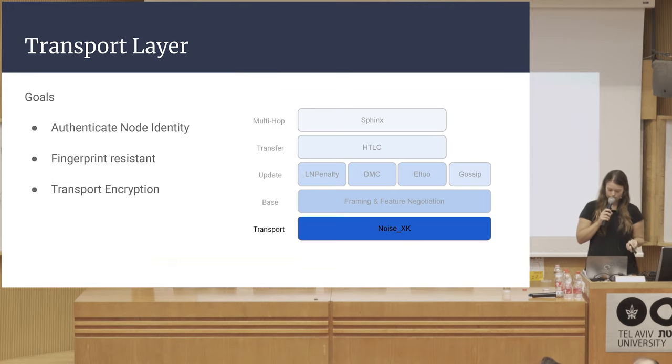Right, so jumping into the transport layer, right at the bottom of the stack, what we want to get from this is authenticating node identity. So we want to make sure we're talking to who we think we're talking to.